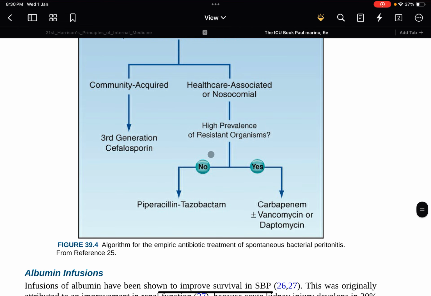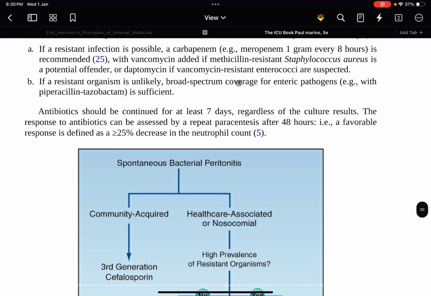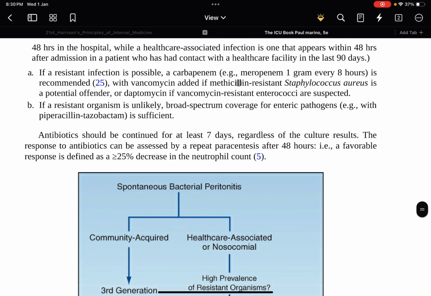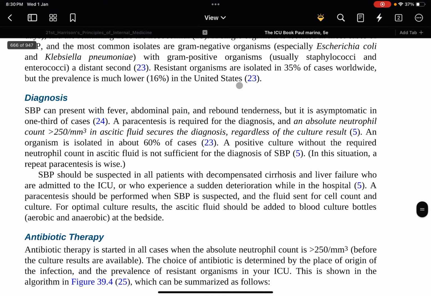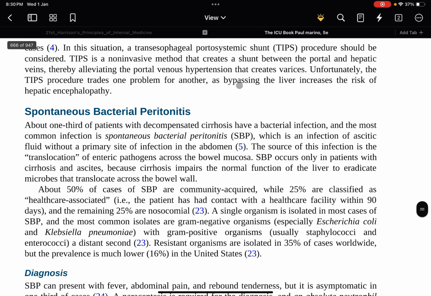So this is all about spontaneous bacterial peritonitis. We learned about the antibiotic regimen and antibiotic therapy, diagnosis of the case and when to suspect it.